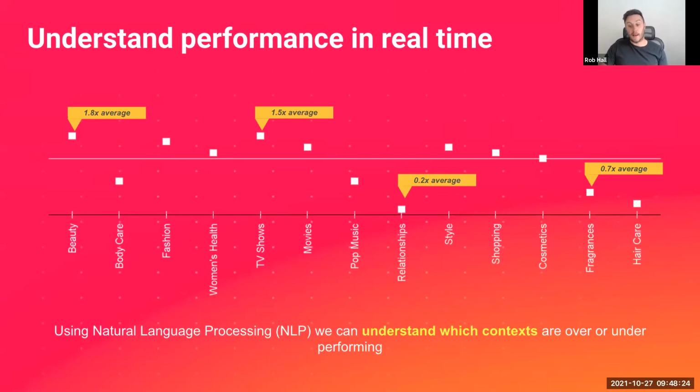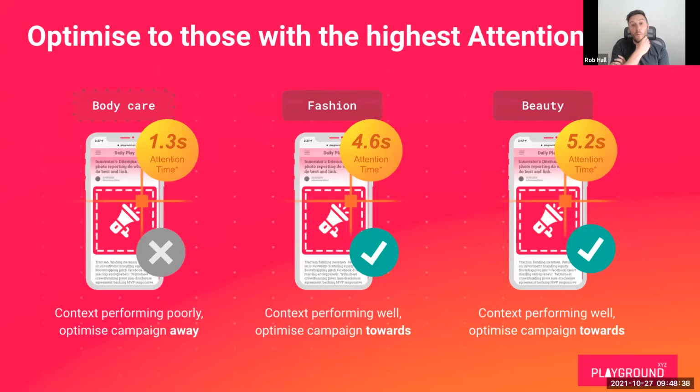What's interesting then is, and Mike was touching on this too, we're into this world of real-time optimization now too. So via DSPs and SSPs, being able to actually take this data and do something with it. So what you could do is things like, okay, if I'm under-indexing in body care, perhaps we should stop serving the ads there. And if I'm over-indexing in fashion, we want to put more impressions there, and same with beauty. So it's a feedback loop: discover, validate, and then optimize, and the loop goes round.